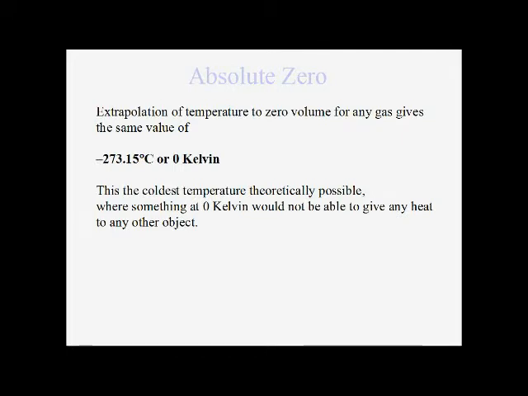And absolute 0 Kelvin, which is also negative 273.15 degrees Celsius, is the coldest temperature possible, theoretically. We have not gone past it. We've gotten very close to it. We've gotten down to a millionth of a degree of a Kelvin.